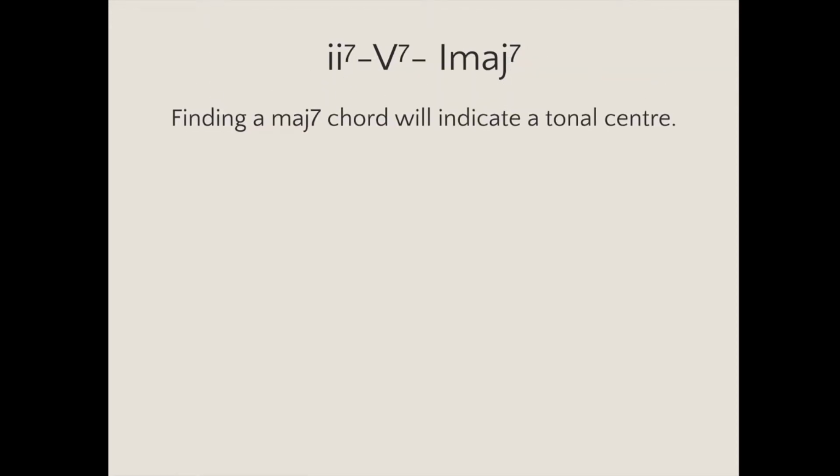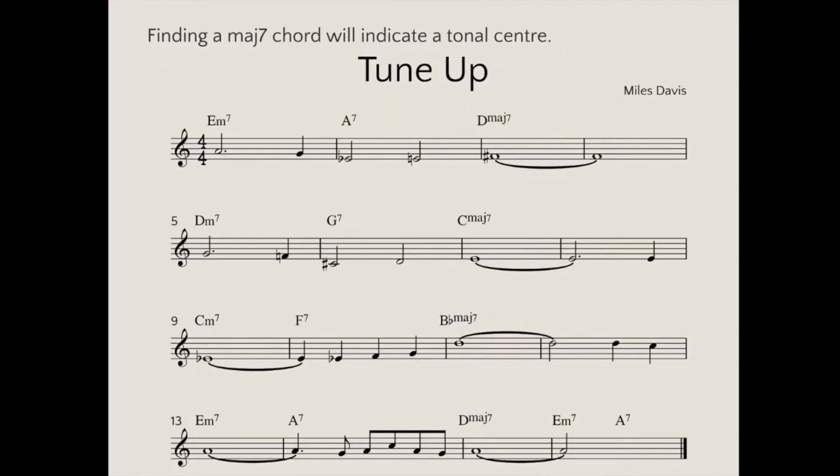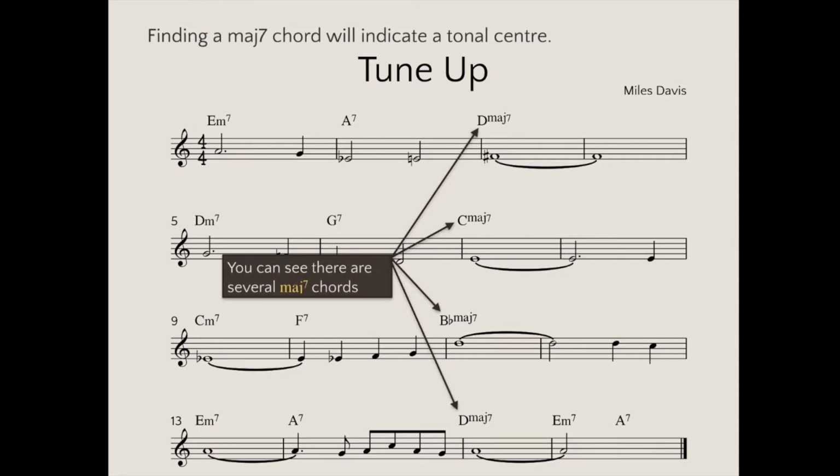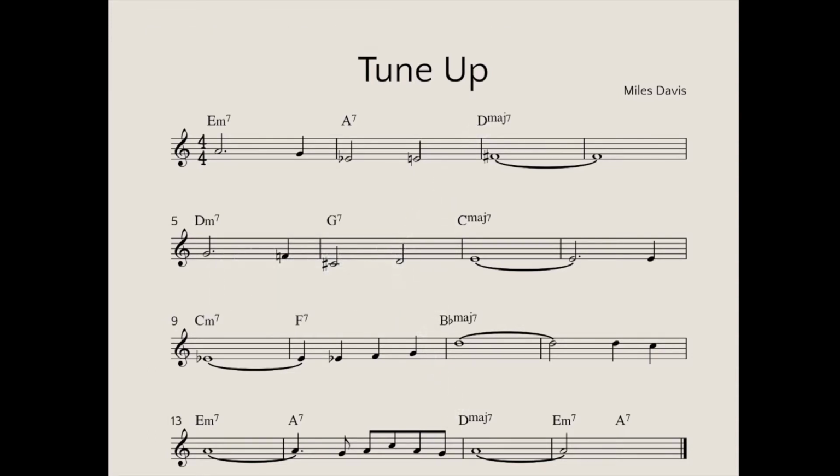Let's look at a sequence and remember that finding a major 7 will almost certainly give us a tonal center. First we need to find them. There are several major 7 chords. There's D major 7, C major 7, B flat major 7, and D major 7 again. Each of the major 7 chords are root, or 1 chords. Working backwards, let's see if there's a 2-5 relationship for each of them.